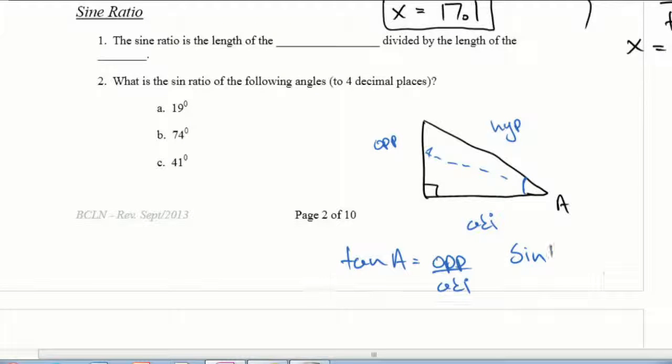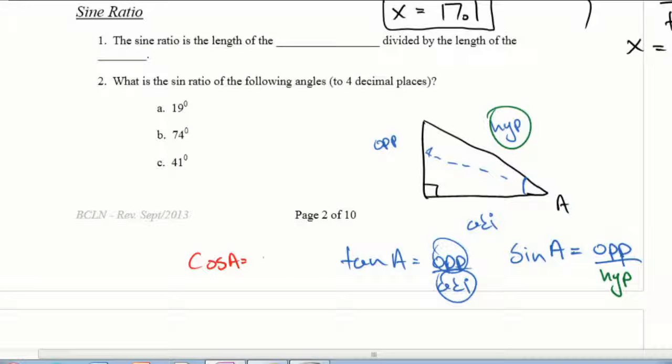The only thing that changes for the sine ratio is that instead of talking about the opposite and the adjacent, we're now talking about the opposite over the hypotenuse. That's it. And then when we talk about the cosine ratio, the cosine of angle A is going to be, well, what's left? We have the tangent, the opposite over the adjacent. We now have the sine, the opposite over the hypotenuse. Well, what are the only two sides that are left? We have the adjacent side divided by the hypotenuse.